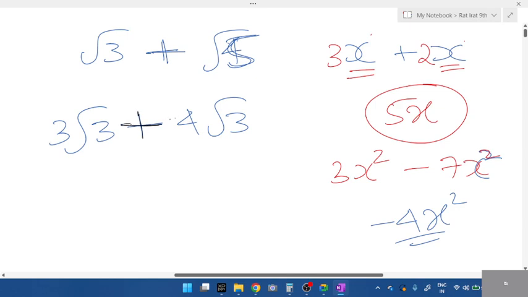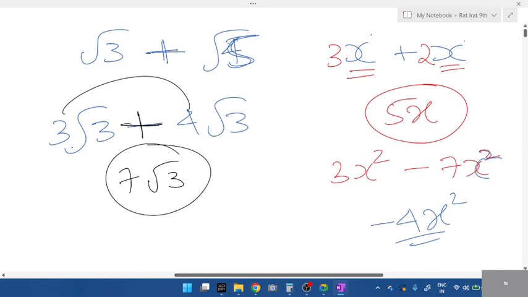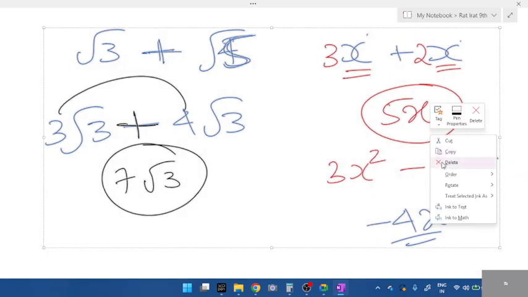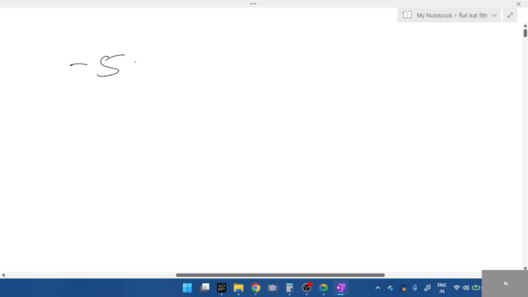Response, students. Root values are the same. If root values are the same, take root 3. What is 3 plus 4? 7 root 3. Clear? This is how you add and subtract. I'll give you one question. 5 root 2 multiplied by root 3.